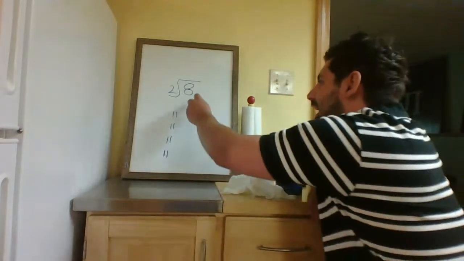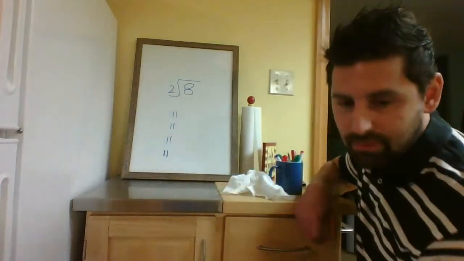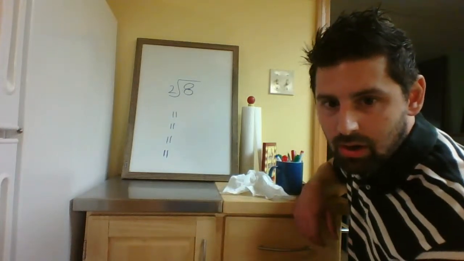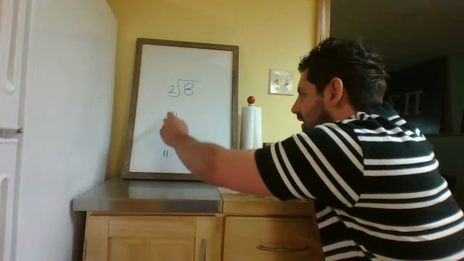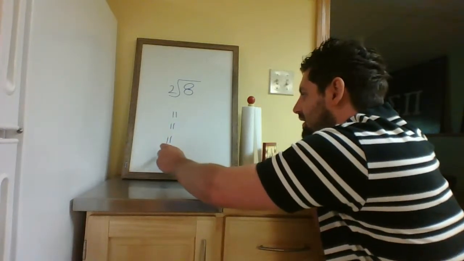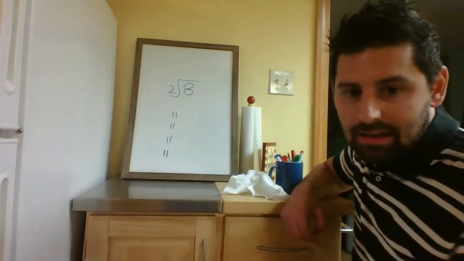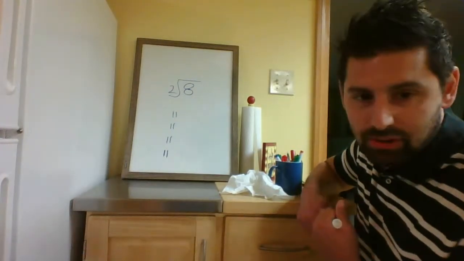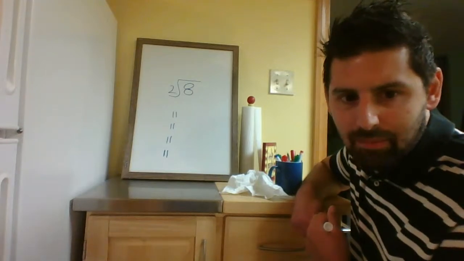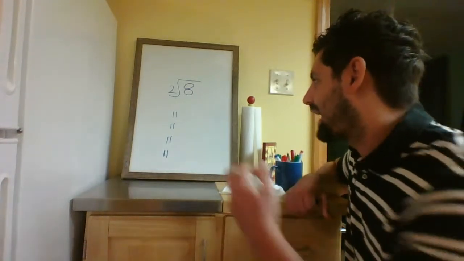So we have 8 divided by 2. I have to figure out how many groups of 2 go into 8. So I made a total of 8 tallies. I drew 8 tallies here. 1, 2, 3, 4, 5, 6, 7, 8. And I'm going to group them into groups of 2. I'm going to draw a circle around every 2 tallies. I'm going to see how many total circles, how many groups can I get.